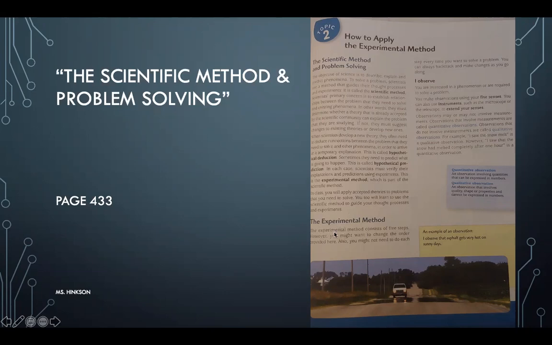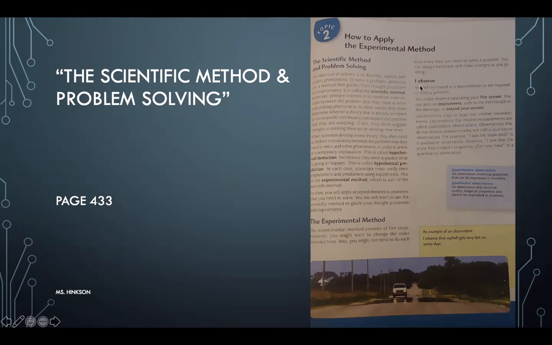So we will go on now to the experimental method over here on the bottom. The experimental method consists of 5 steps. However, you might want to change the order provided here. Also, you might not need to do each step every time you want to solve a problem. You can always backtrack and make changes as you go along. So we are over here.